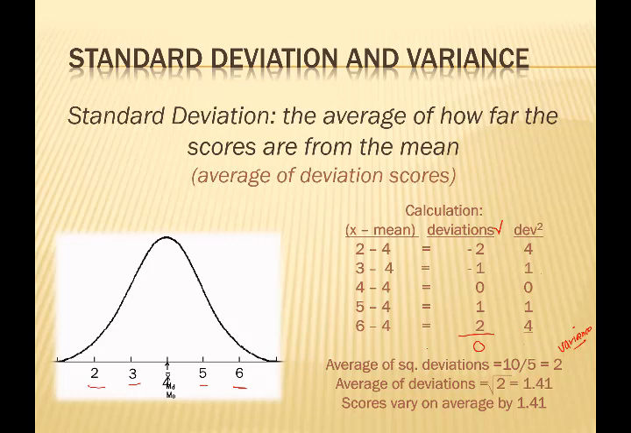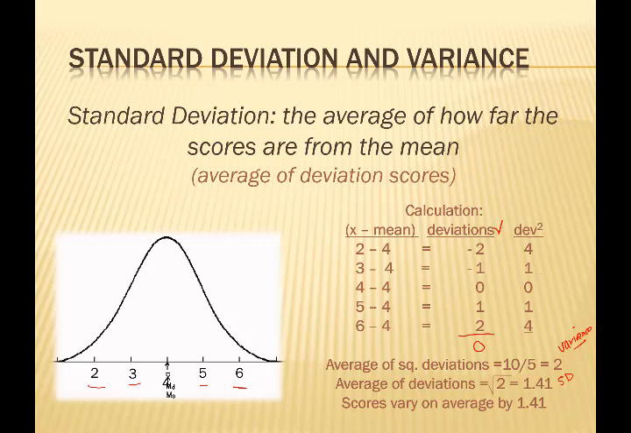Because we have square rooted and downsized it, deflated it, and made the number more relevant to our data. So now we have the average of deviations as best as we can get at 1.41. And that's what we call a standard deviation, SD for short. The way we would interpret this is to say that scores vary from the mean on average by 1.41.